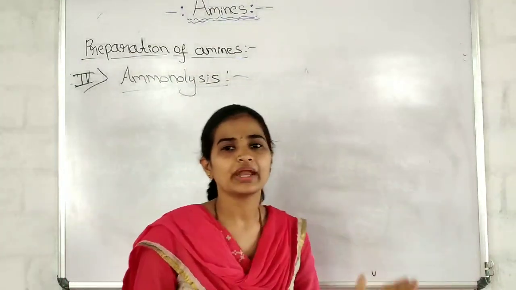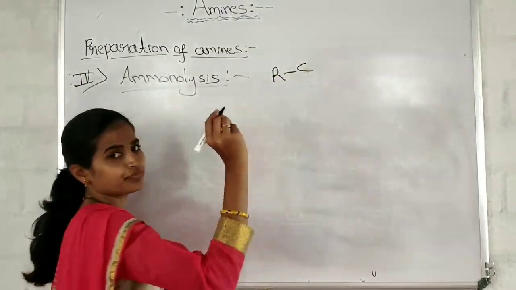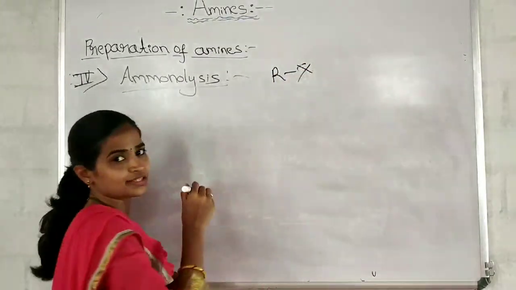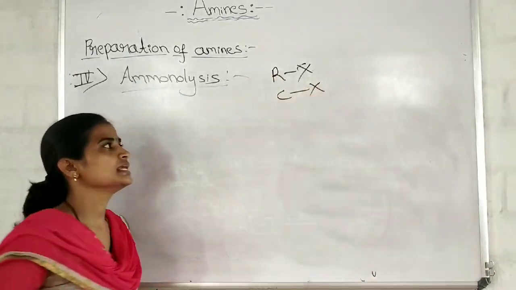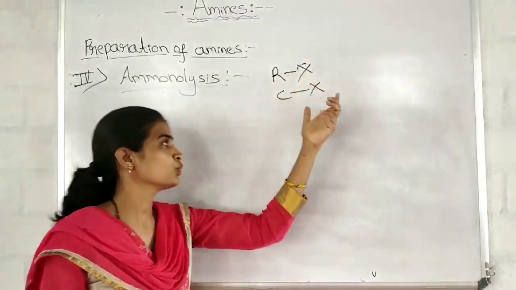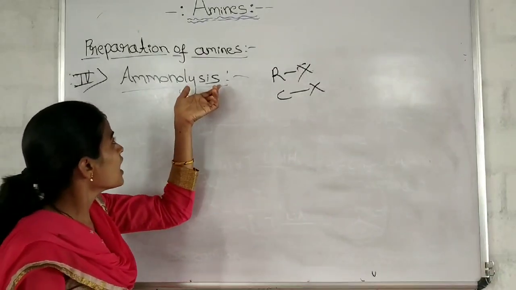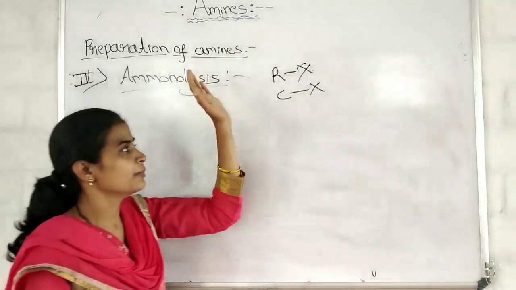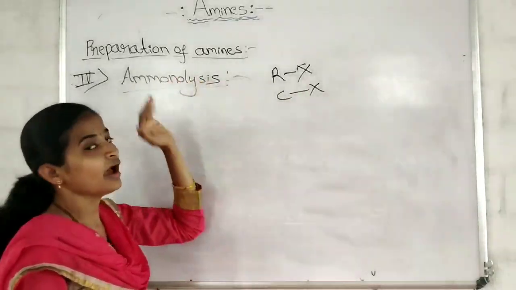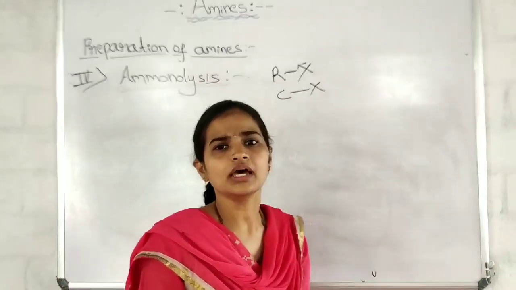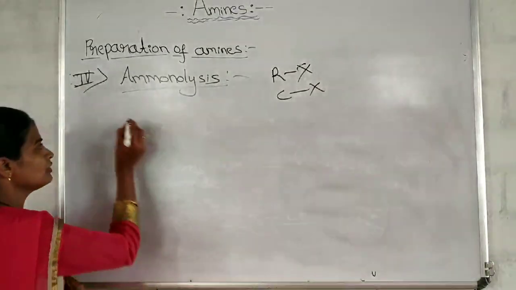Lysis means what? Breaking. What are we breaking here? We are breaking the RX bond. R may be any of the alkyl or aryl group. Or we are breaking the CX. What is X? Halide. Means we are breaking the carbon halogen bond here. Therefore, that is called lysis. The breaking or cleavage of the carbon halogen bond by using ammonia or by using a nucleophile is called ammonolysis. Please note it down.